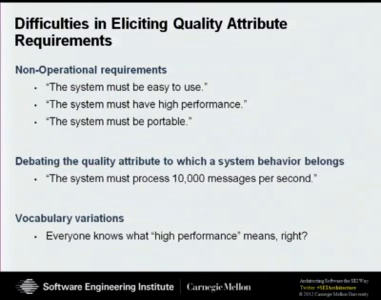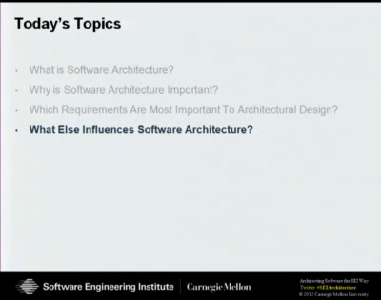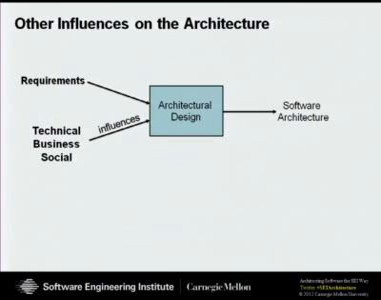Okay, so these are typical problems that arise when it comes to collecting quality attribute requirements. And when we do training and consulting with people, we provide some techniques for people to do a better job at collecting those types of requirements. And we also show them how to use those requirements effectively as input into the design of an architecture. Okay. Final thing I want to talk about today is what else influences software architecture.